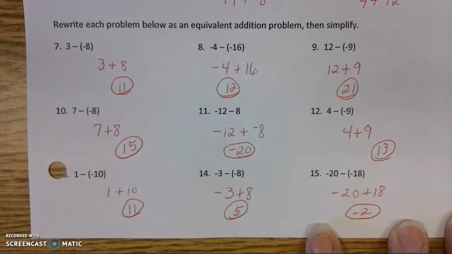So when we subtract integers, we're going to add the opposite. Add a line, change the sign.